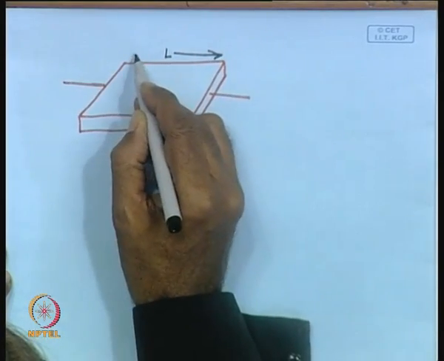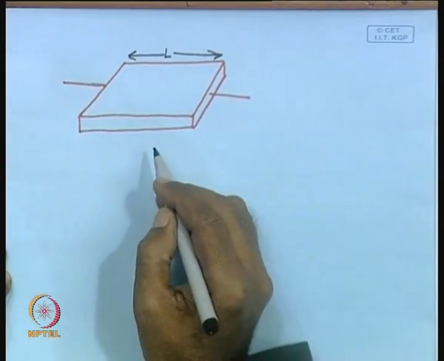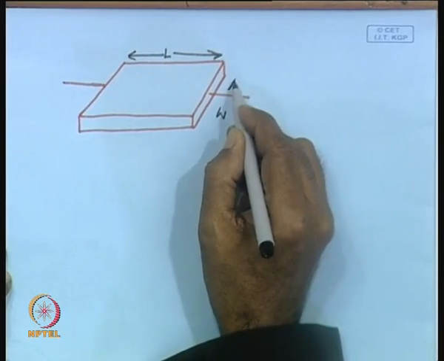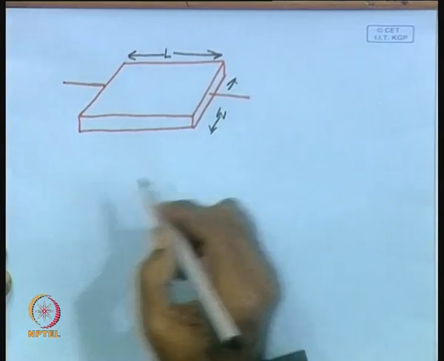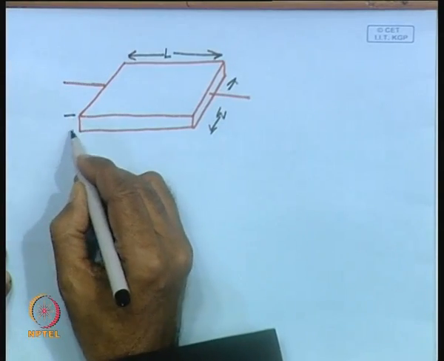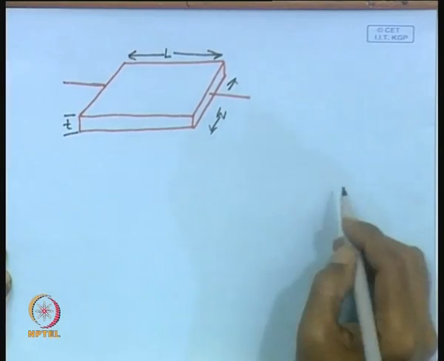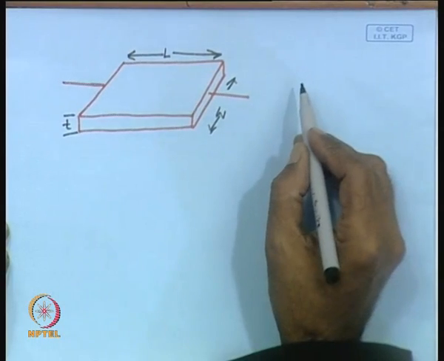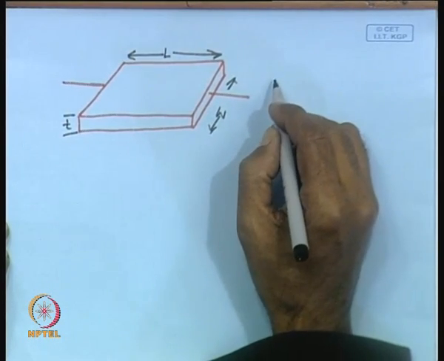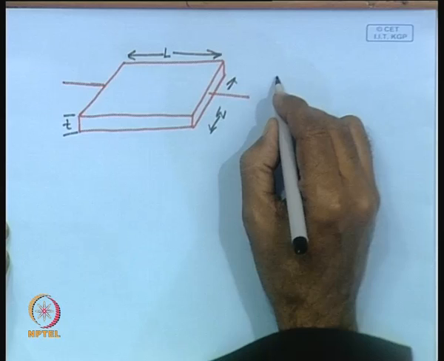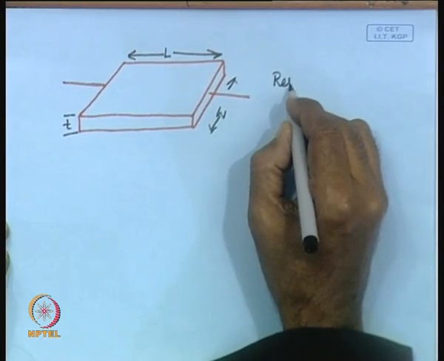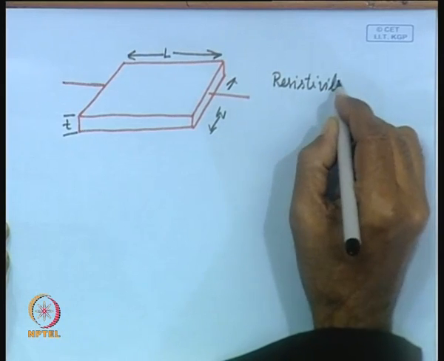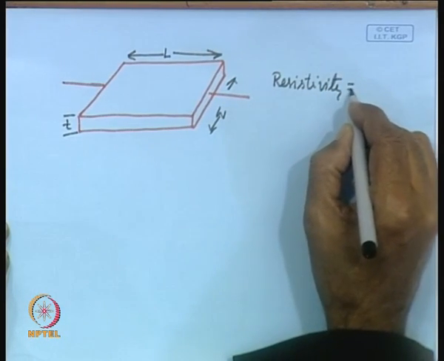Now, the physical dimensions are shown here. L is the length of the slab, W is the width of the slab, and T is the thickness of the slab. In addition to this, it has another very important parameter in the context of resistance estimation, that is the resistivity. Resistivity is equal to rho.